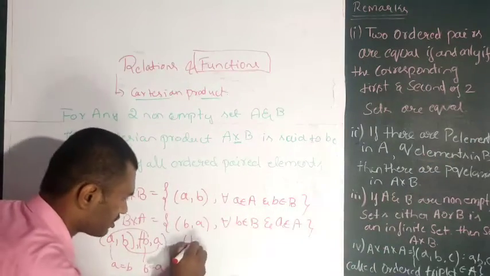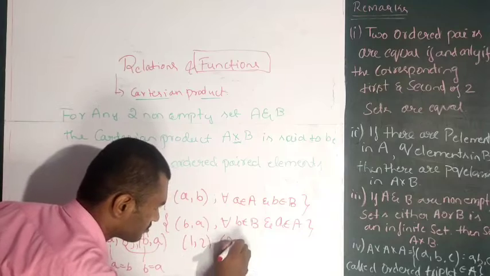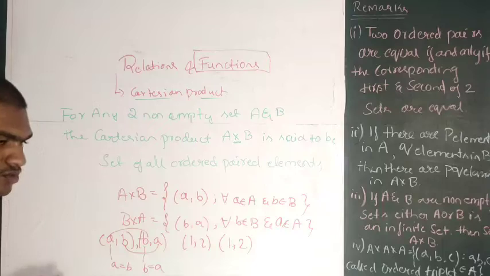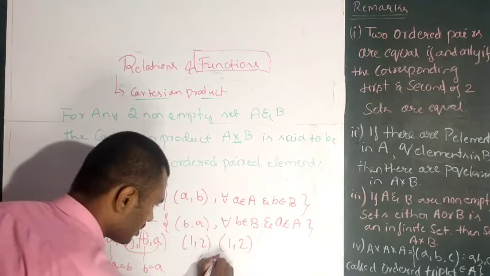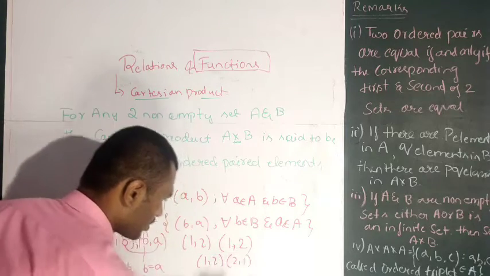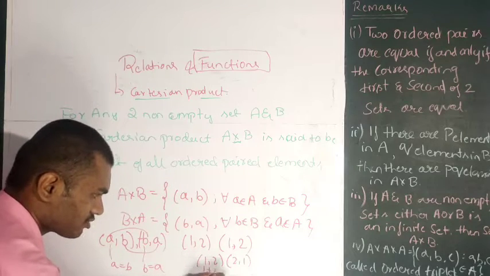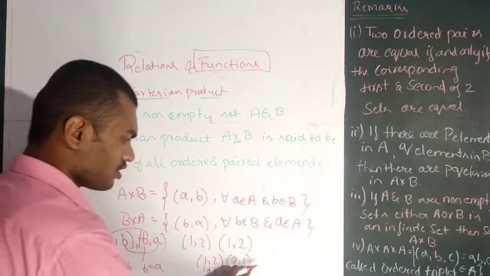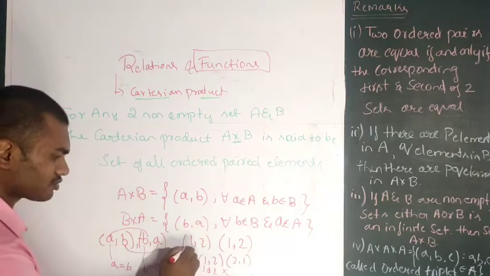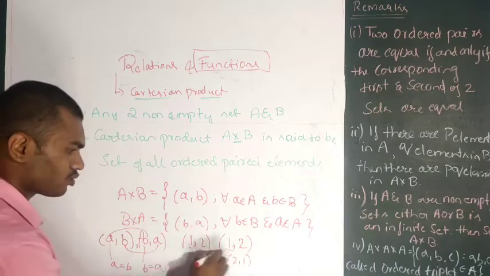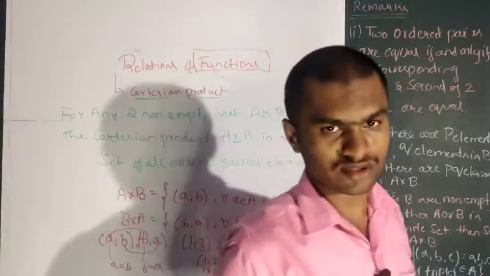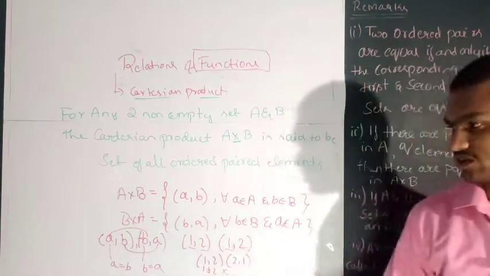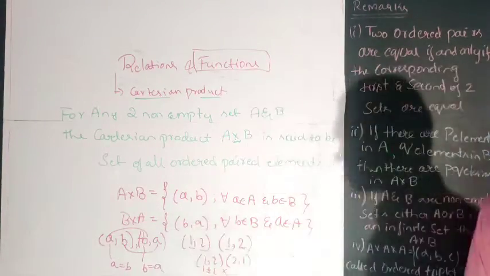So 1 comma 2 is equal to another ordered pair that is also 1 comma 2 only. So you can't say 1 comma 2 is equal to 2 comma 1. How can you say that, when 1 is not equal to 2? So this cannot be. If you want to say that 1 comma 2 is equal to 1 comma 2, then 1 and 1 should be equal, 2 and 2 should be equal. This is the condition they are saying. So A and B should be equal, B and A should be equal.